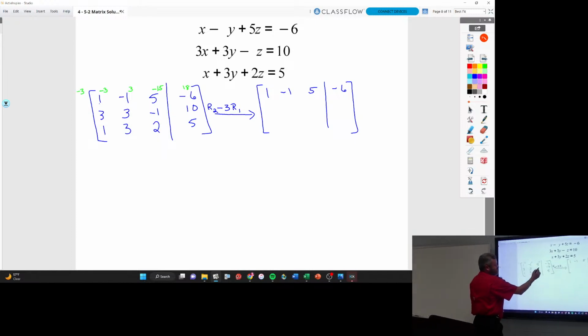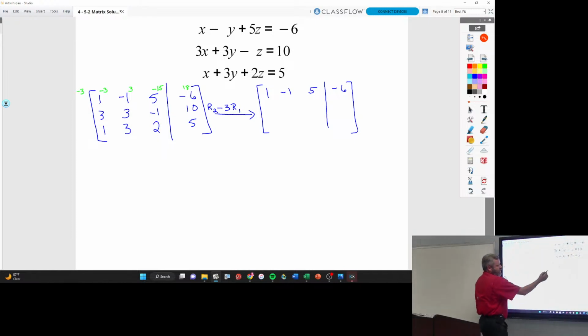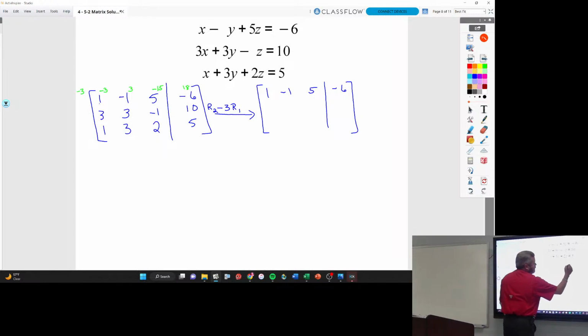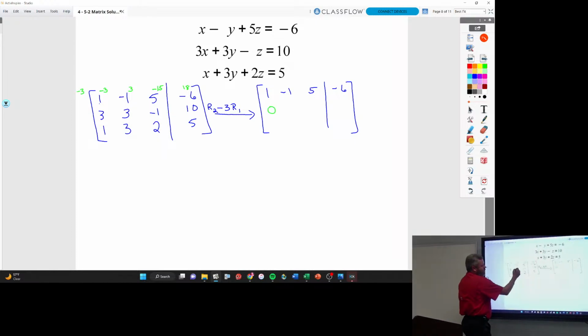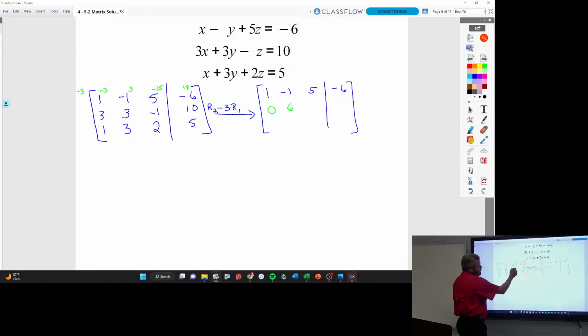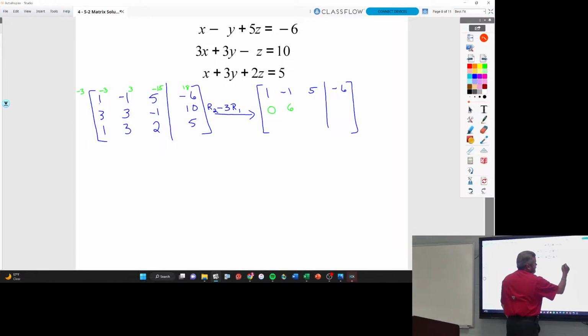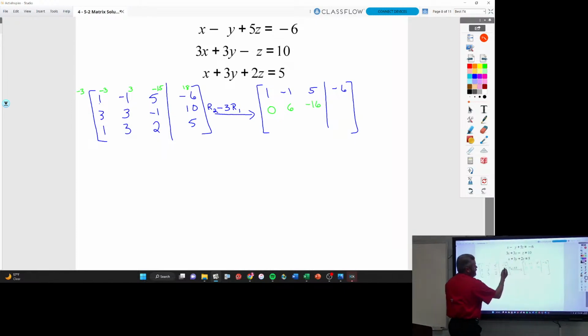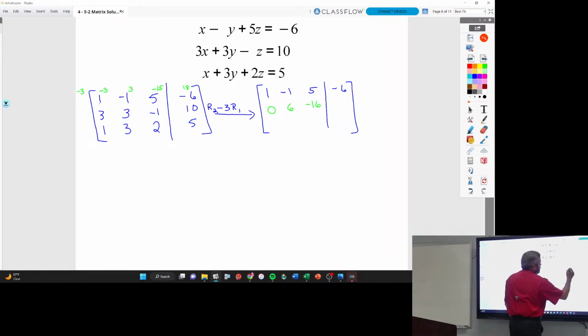If I take row 2 and subtract 3 row 1s, basically what I'm doing here is taking this 3, 3, -1, and 10, and combining it with my green when I multiplied row 1 by -3. So if I combine 3 and -3, I get a 0. If I combine 3 and 3, I get a 6. If I combine -1 and -15, I get -16. And if I combine 10 and 18, I get 28.